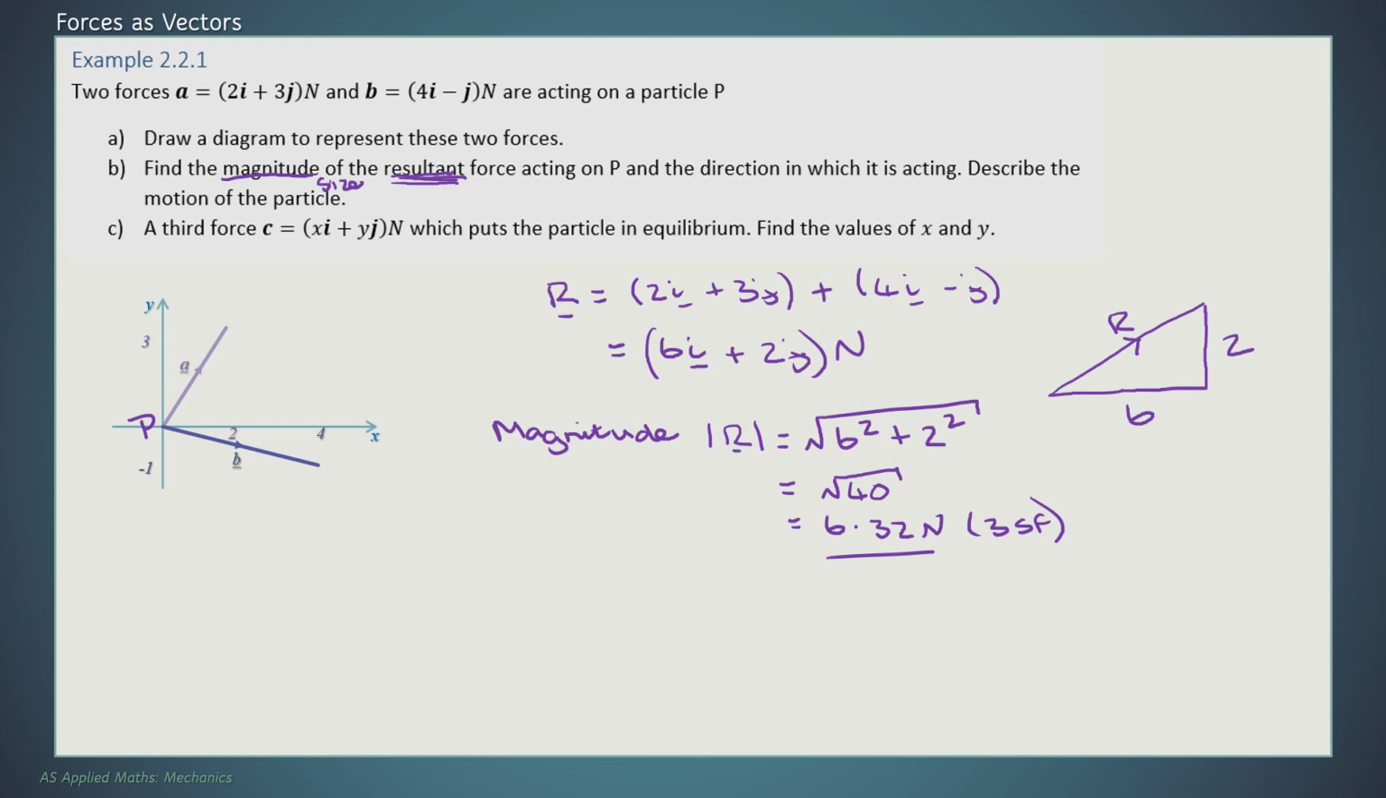We've also been asked for the direction. So the direction, as I mentioned earlier, is the angle. So when we're looking for that bit, I'm going to look for this angle here. So to work out the direction, I want tan. It's always going to be tan, because I've always got the adjacent and the opposite because of the IJ notation, so it's always going to be this way, and therefore we can work out that theta is equal to 18.4 degrees.